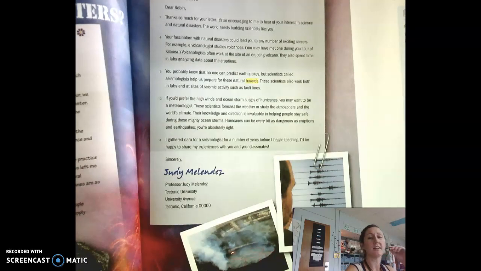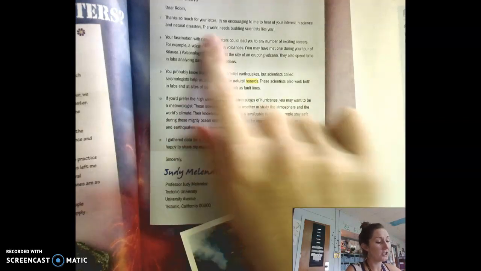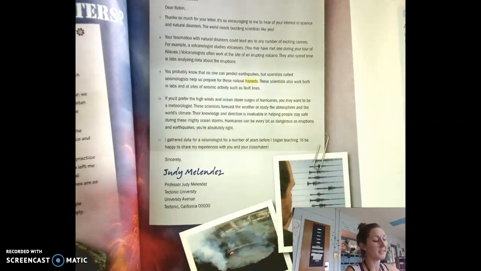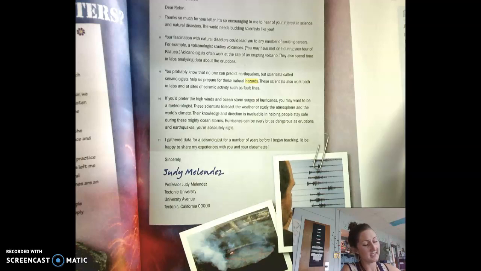So let's think about this response letter in author's craft. So first she goes on to say, oh, the world needs budding scientists like you. So it kind of makes Robin feel like somebody really appreciated her writing. We also, thinking about the mood or tone of the words that are being used, have this excited and cheerful kind of feeling that it's making you think of.